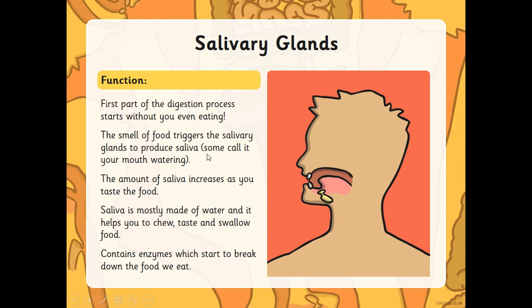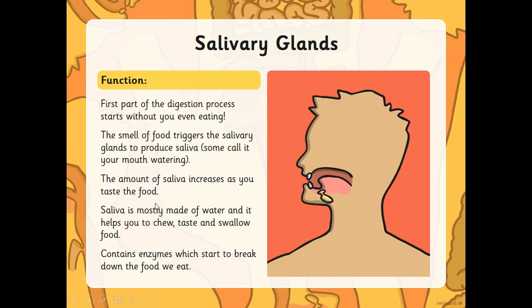And that starts, the salivary glands start before you even start eating. So the smell of food can trigger the salivary glands to produce saliva. Some will call it your mouth watering. So when you see a food or smell a food that you really like, your mouth fills with water, saliva. Okay, and the amount of saliva increases as you taste the food. And saliva is mostly made of water, and it helps you chew, taste and swallow your food. And it also contains enzymes which start to break down the food as we eat. So salivary glands, all part of the digestion process.